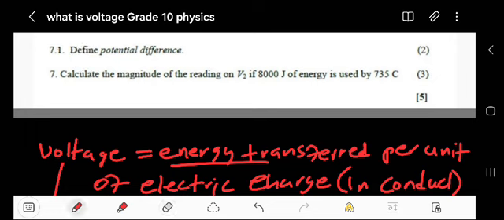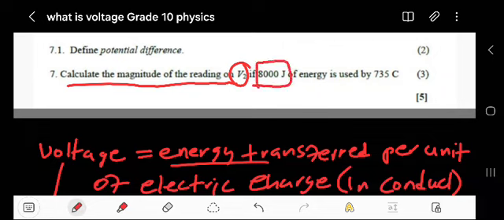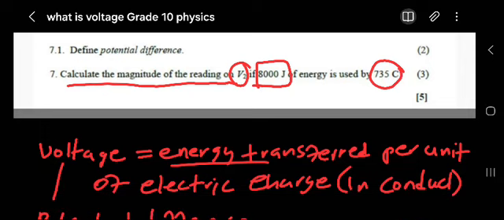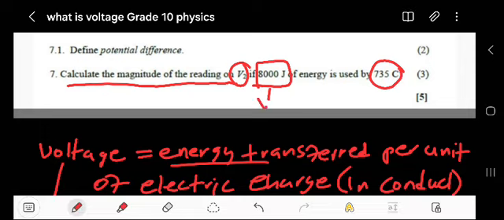So 7.2 says calculate the magnitude of V2. We want the voltage. We are given work, 8,000 joules of energy, used by 735 coulombs, right? Here we have W, which is our energy, and then we've been given the charge. Remember, it's measured in coulombs.